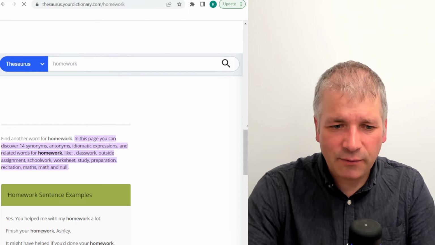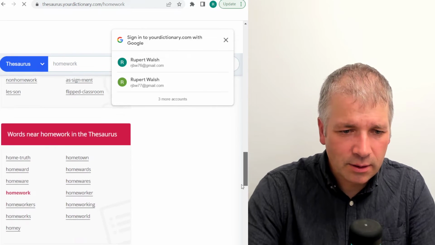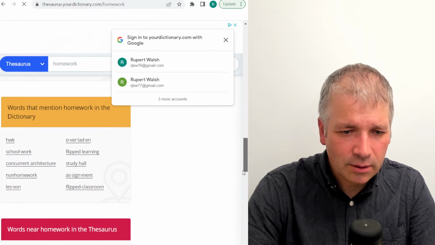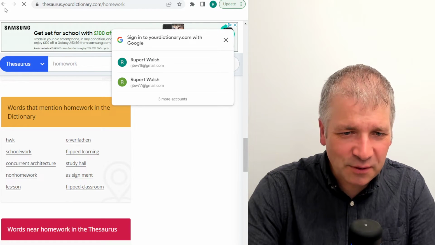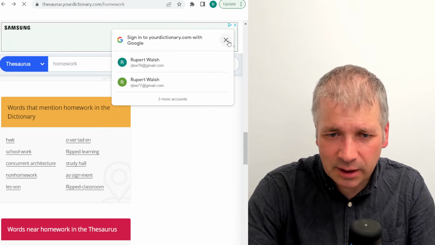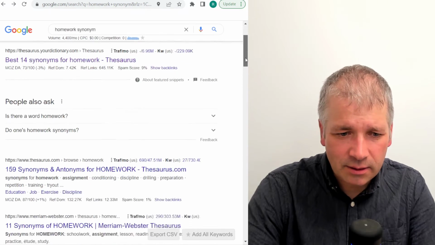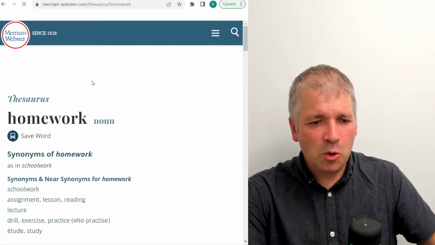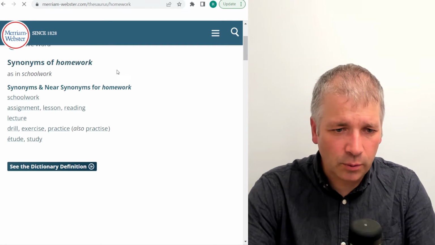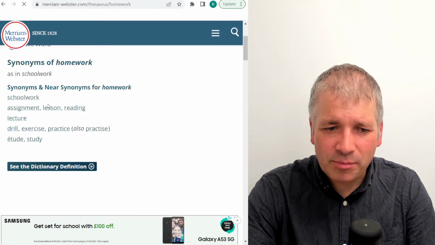And here we have a number of other words which are similar. I'm going to use a different one. I'm not too keen on this particular thesaurus. Let's try this again. Let's try this one. 11 synonyms of the word homework. So we have schoolwork, assignment. The other ones are probably not so relevant.